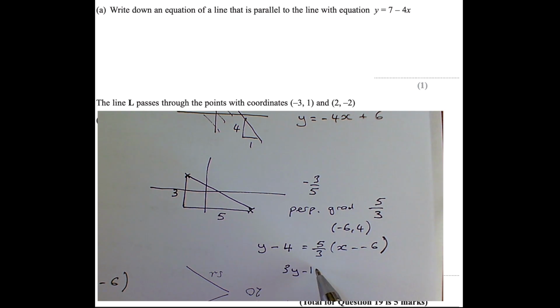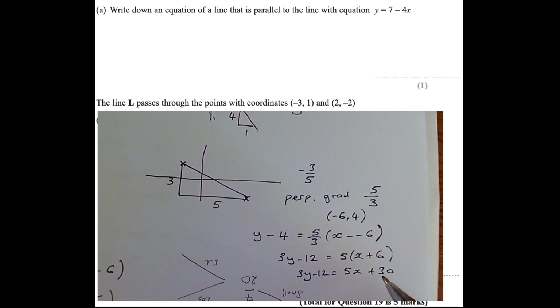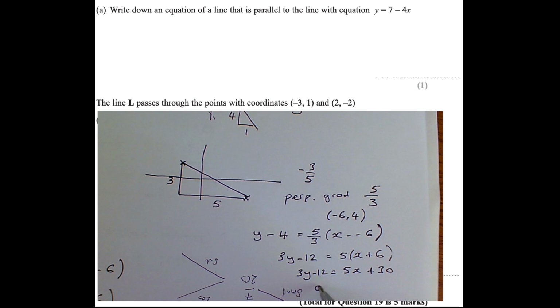Okay, so I'm going to multiply through by 3 to get rid of the fraction. 3y minus 12 equals 5 bracket x plus 6. Okay. Let's expand those brackets. So we've got 3y minus 12 is equal to 5x plus 30. Now it does ask us in the question to have everything on the x side. So 5x minus 3y plus 42, and I believe that's the answer we wanted.